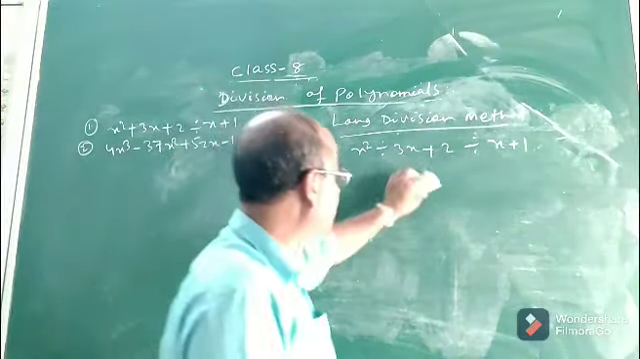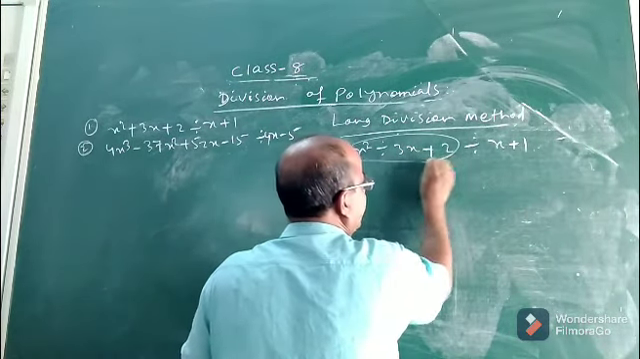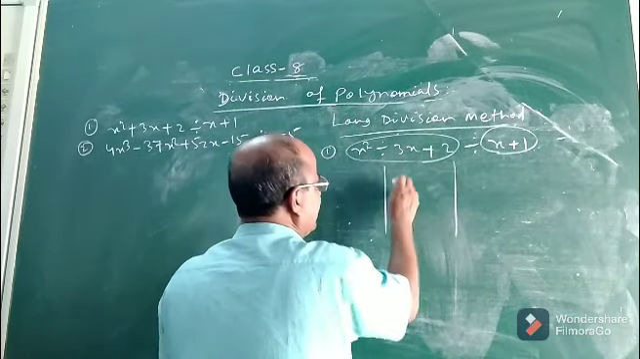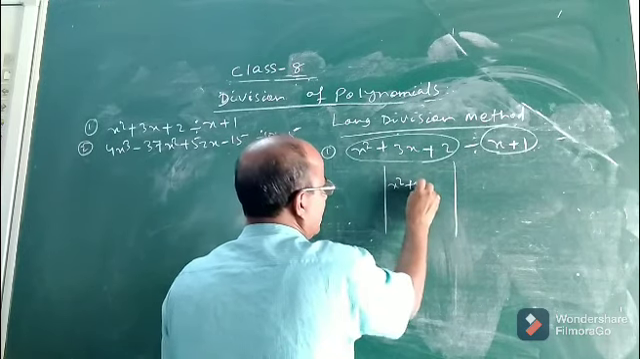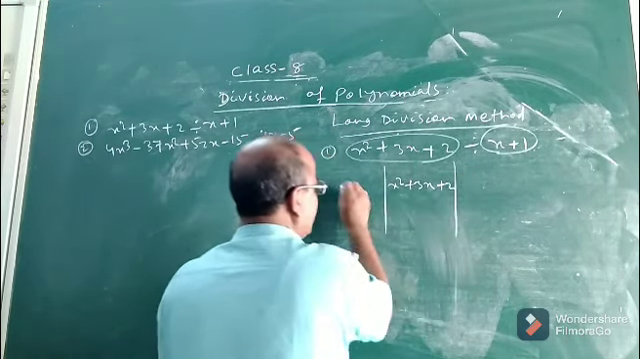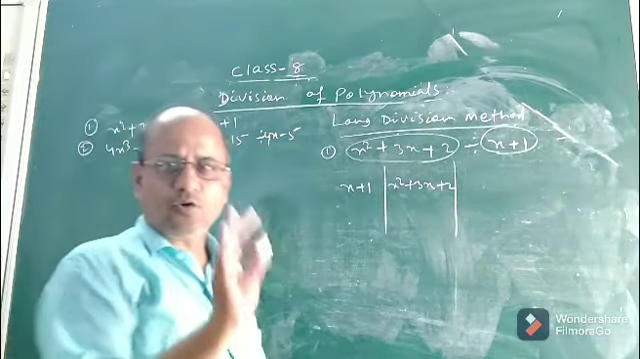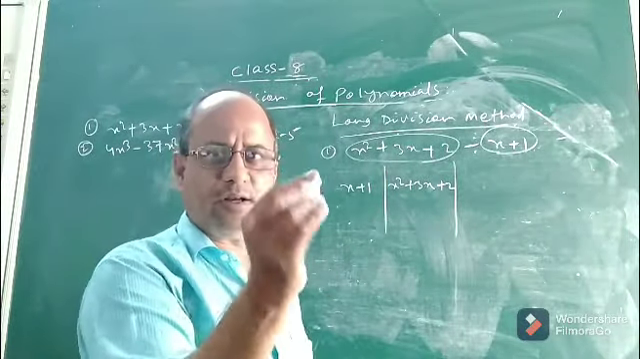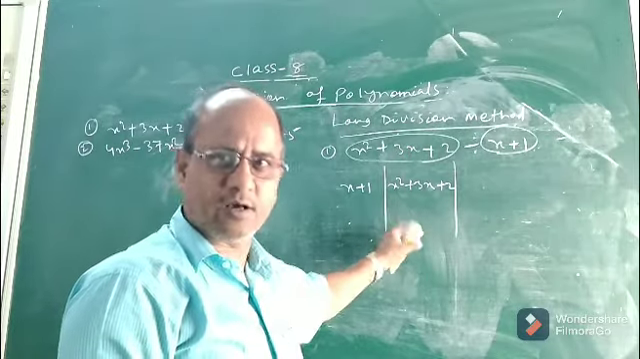So what is the long division process? Let me tell you in detail. In the long division process, this is the dividend, this is the divisor. So write x square plus 3x plus 2 in the dividend column, and write this linear polynomial in the divisor column. Like we do normal division of numbers, the same procedure will be followed here also.